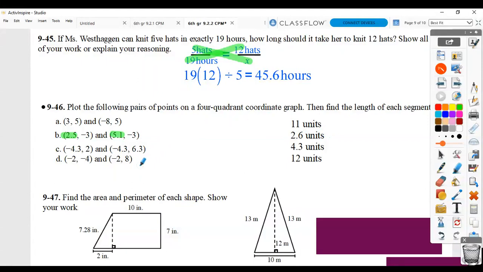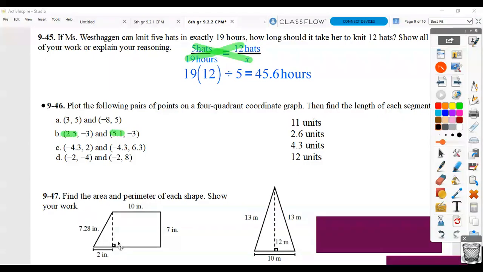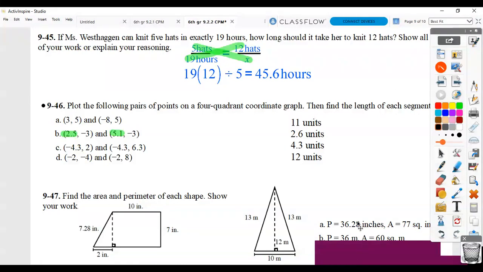And so on. Okay. For 947, you're going to find the area and perimeter of each shape. Look at this shape, you could either think of it as a rectangle with a triangle on it for finding the area, or you can think of it as a trapezoid. Either way, make sure you're showing your work, and the same thing for your perimeter, make sure you're showing what you put into your calculator.